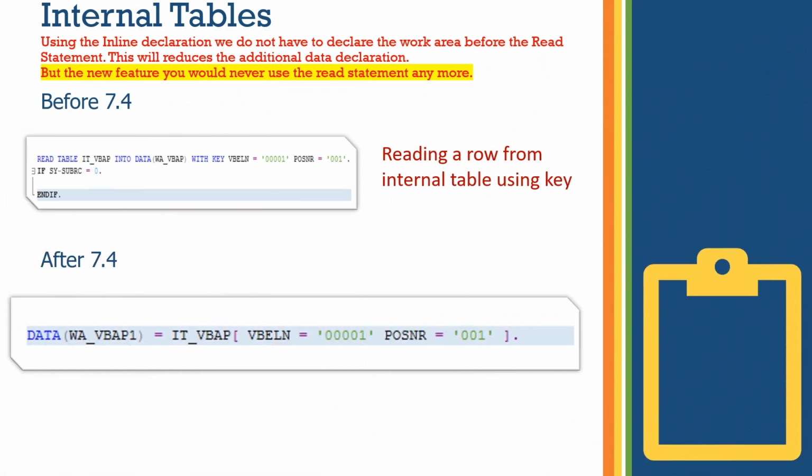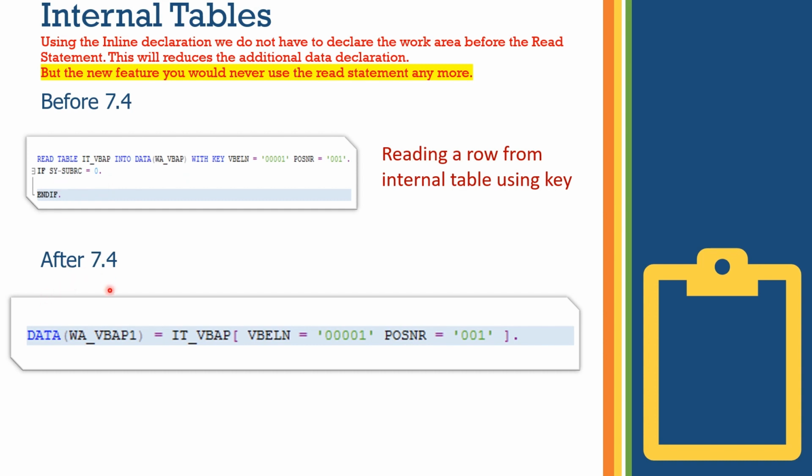Now, when there's a requirement for reading a row from an internal table using a key. In the earlier example, I showed you using an index. But what about using a key? As you all remember, in earlier cases we used to do something like this. With key, we used to supply the column name and the value, column 2 and the value. And whatever the result is, we put it into the work area. This is before 7.4.